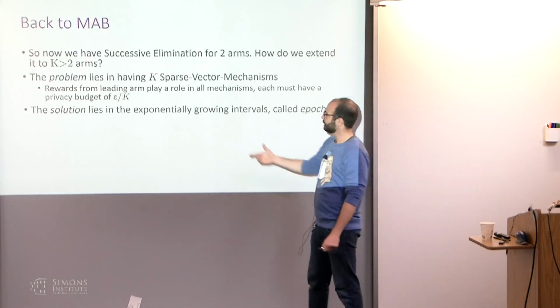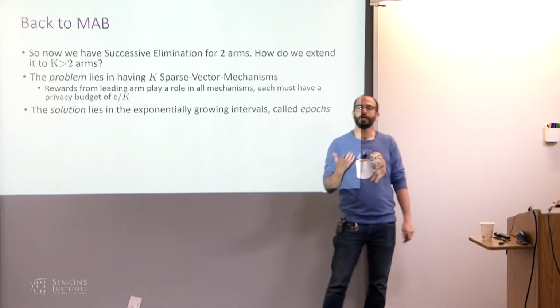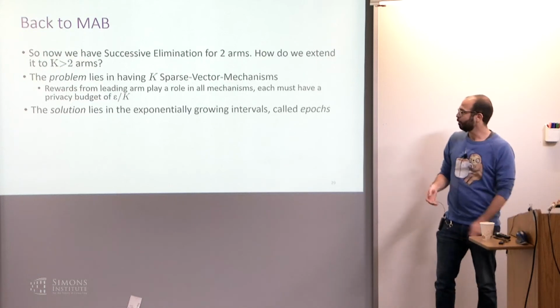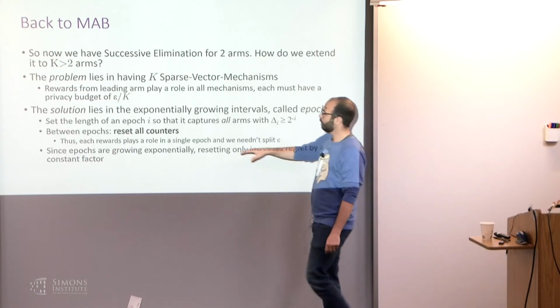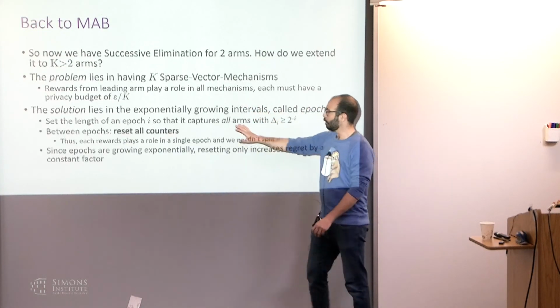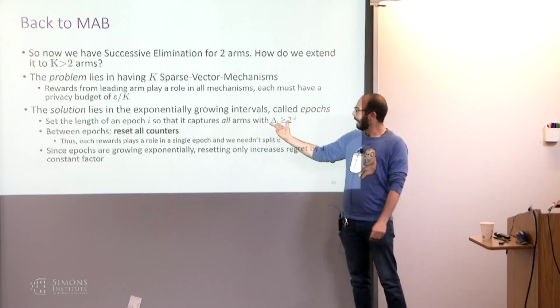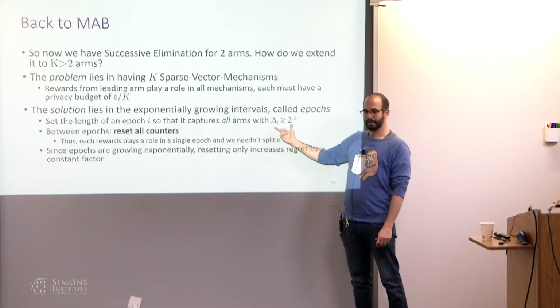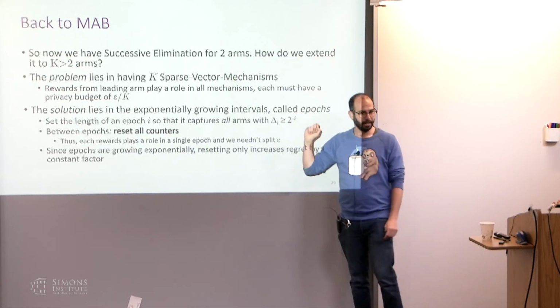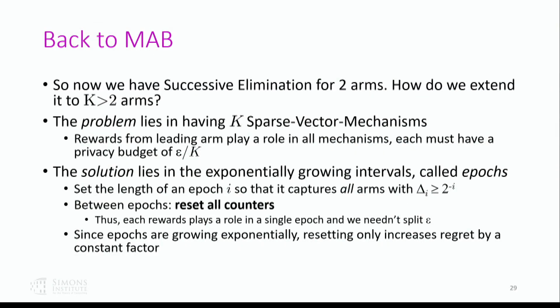The solution lies in these exponentially growing intervals. Basically, we're going to call each interval an epoch. We set the length of the epoch so that it captures any arm where the suboptimality gap is greater than 2 to the minus i. And it's very simple to see that these epochs are exponentially growing in length. They grow by at least 4 if you look at the non-private part, but at least 2 if you look just at the private part.